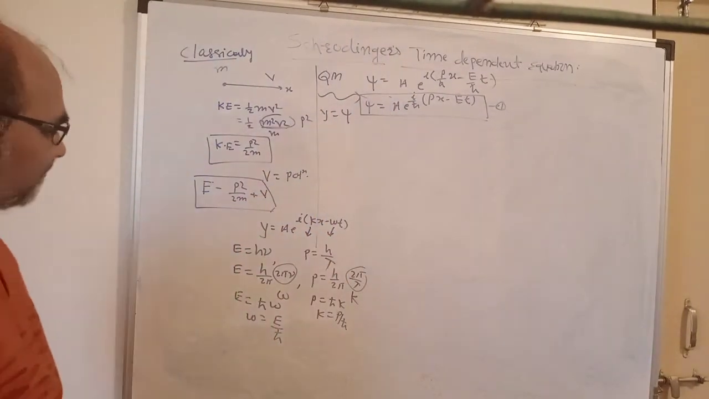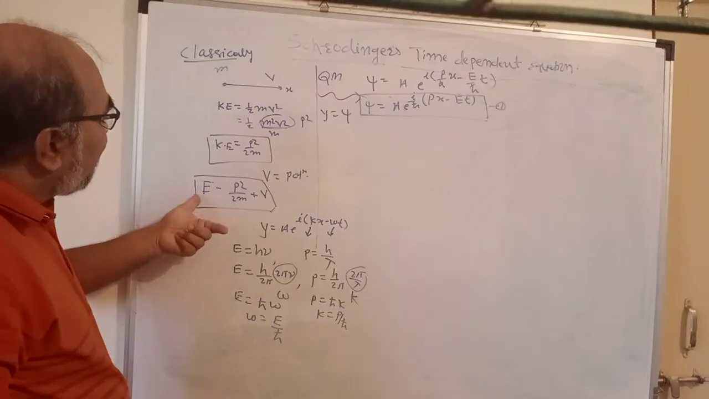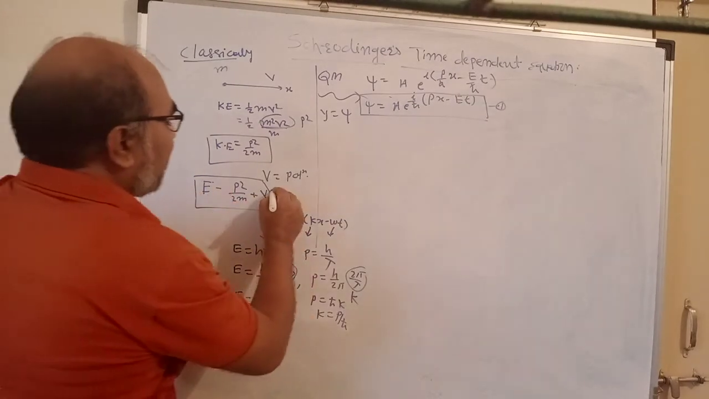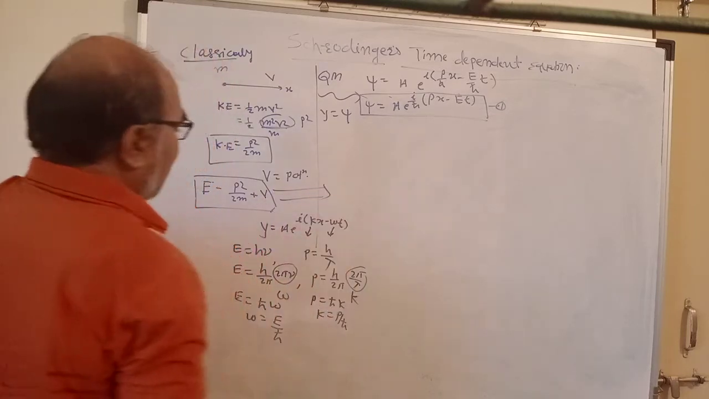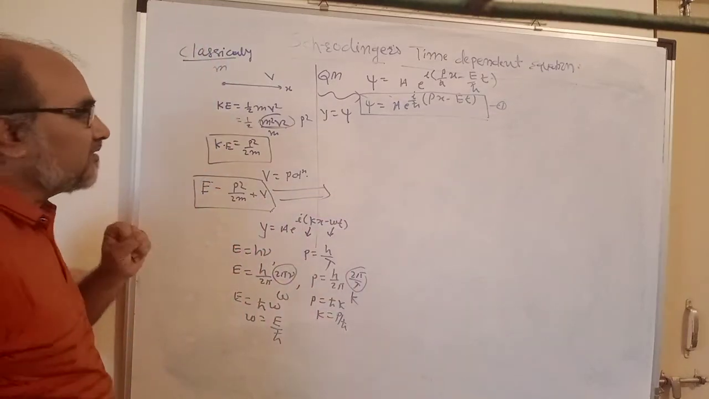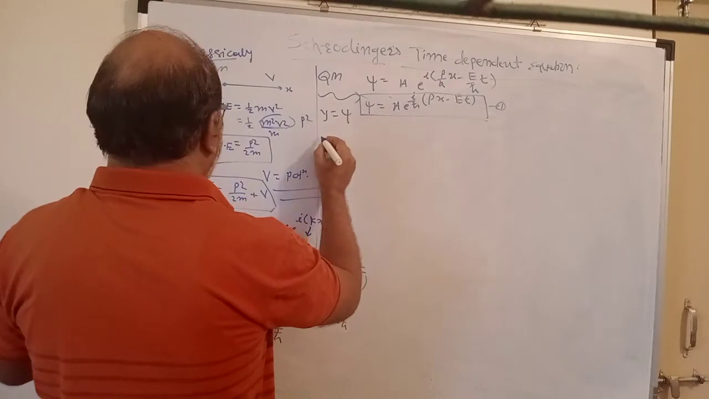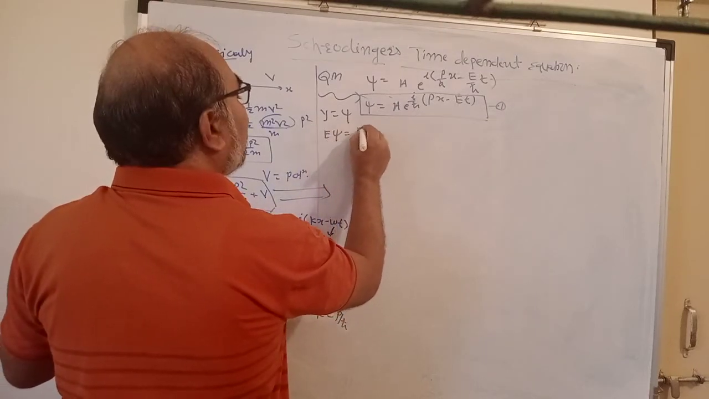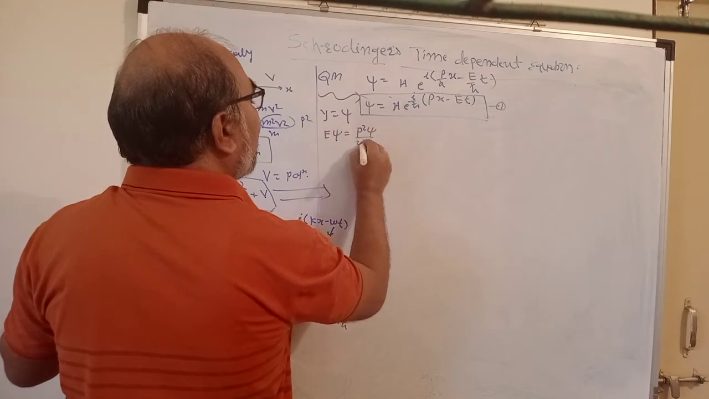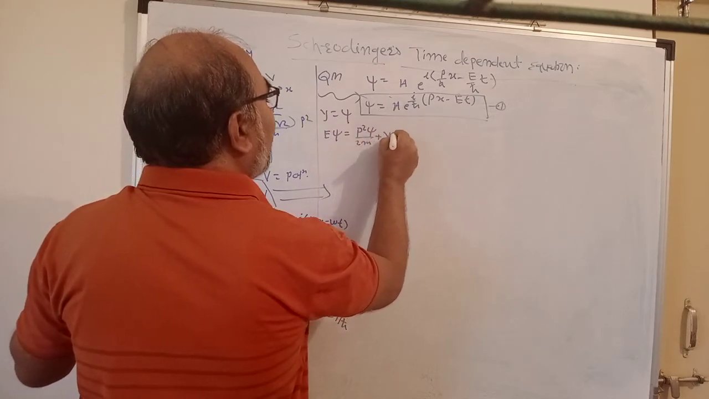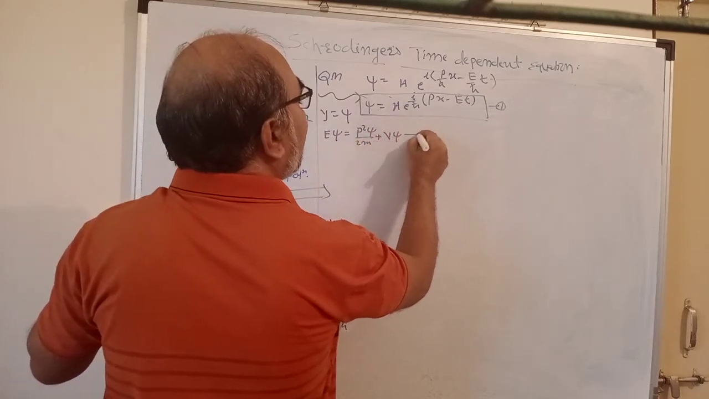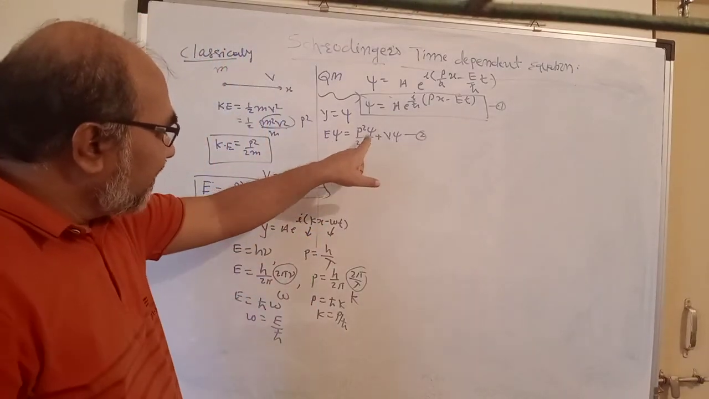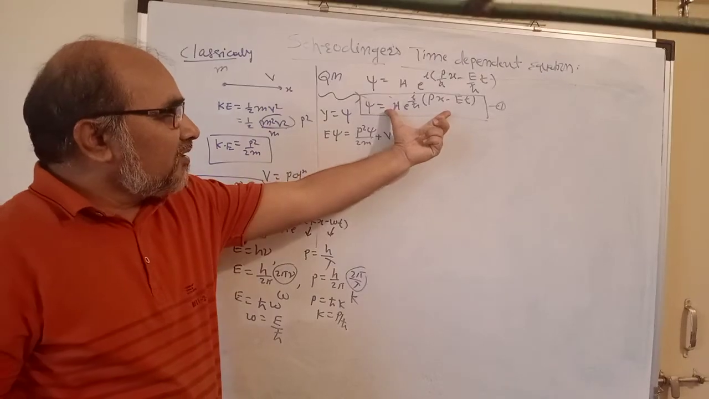Now this equation contains E is equal to p square upon 2m plus V. How does it become quantum mechanical? Multiplying by psi on both sides, we get E psi is equal to p square psi divided by 2m plus V psi, say equation 2.